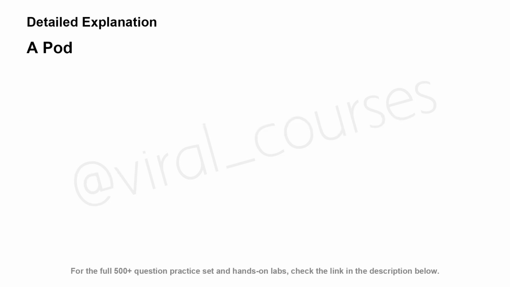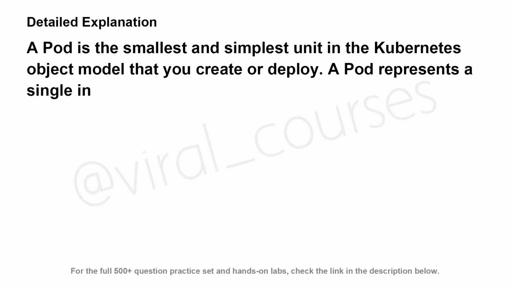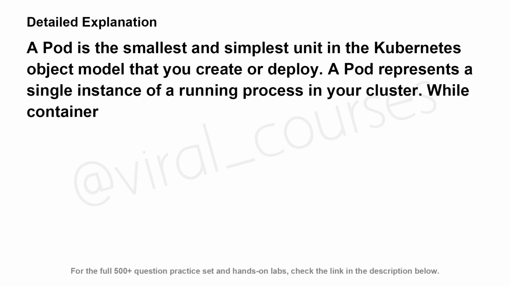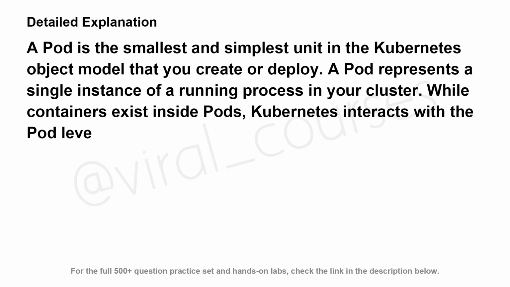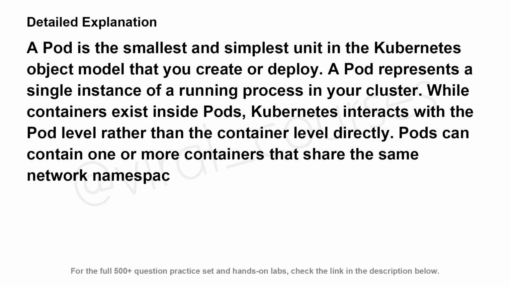A pod is the smallest and simplest unit in the Kubernetes object model that you create or deploy. A pod represents a single instance of a running process in your cluster. While containers exist inside pods, Kubernetes interacts with the pod level rather than the container level directly. Pods can contain one or more containers that share the same network namespace and storage volumes.